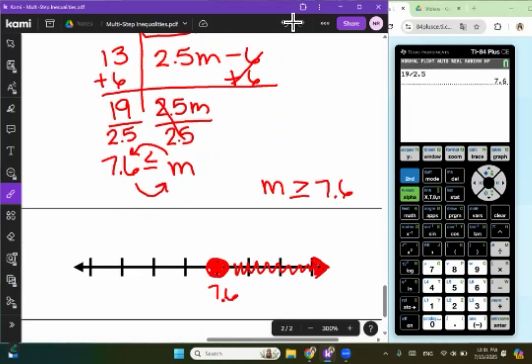Okay, now it's time for you guys to practice this on your own.